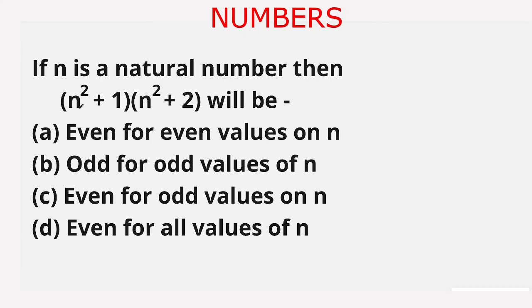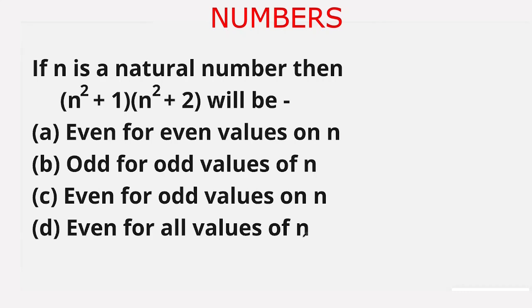Now the second case: if n square is even, then in the second bracket even plus 2 is even. So n square plus 2 will be even, and any number multiplied by even gives us even. So whether n has an even or odd value, that is for all values of n, the quantity n square plus 1 into n square plus 2 will always be even. As per that, our answer will be option D, even for all values of n.